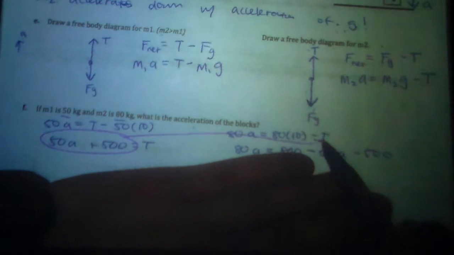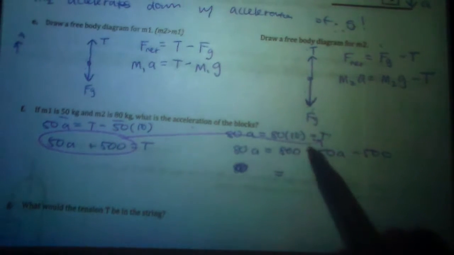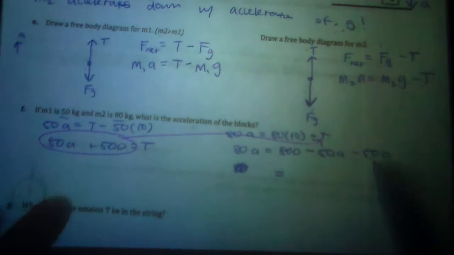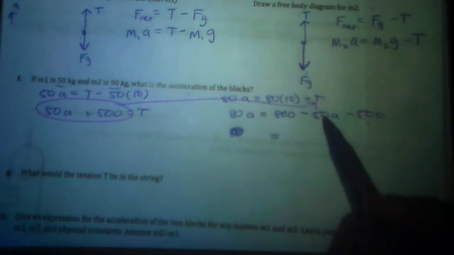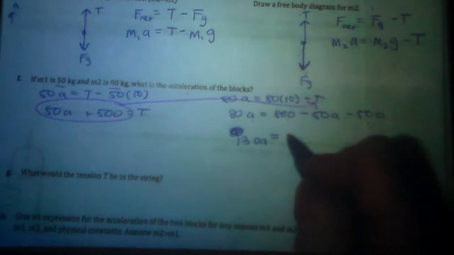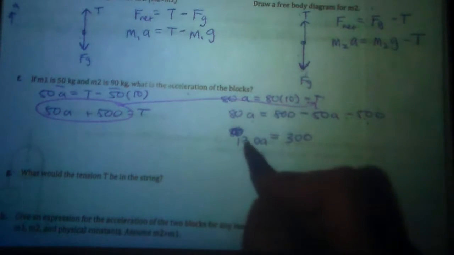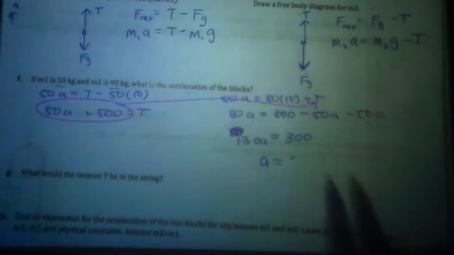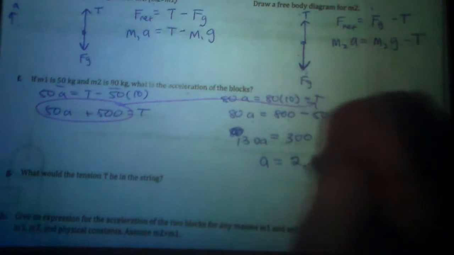What I need to be extra careful with is this is minus T, so all of this needs to get subtracted. So I have the 80a, 800, minus 50a, and minus 500 because I distributed that minus sign to both terms. Now I'm combining like terms. I would add this 50a over. 80a plus 50a is 130a. And then 800 minus 500 is just 300. Now I would divide the 130 over, and you would get an acceleration of 2.3 meters per second squared.